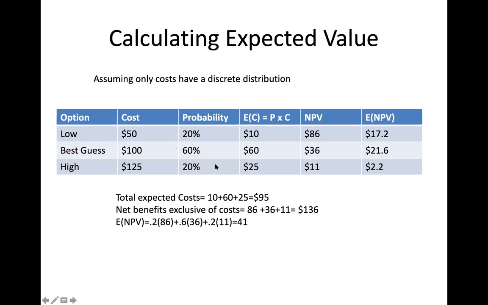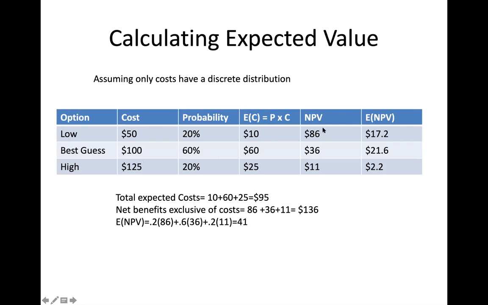So what we've got to do is calculate the total expected costs. It's this column right here. All you have to do is multiply the cost times the probability, and you will get 10. 50 times 0.2, 100 times 0.6, you'll get 60. 125 times 0.2, you get 25. So the total expected costs are going to be 95.